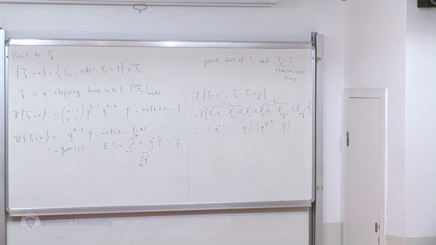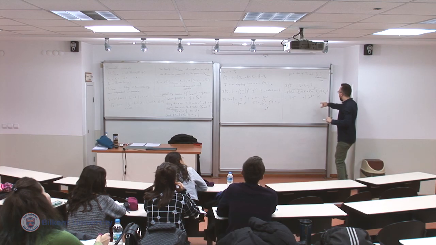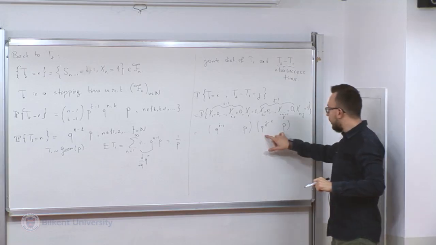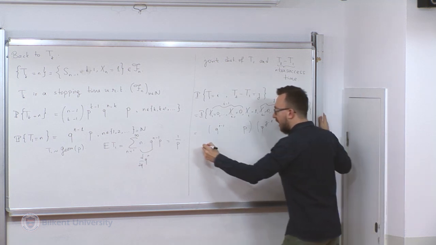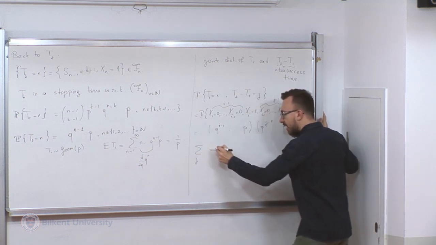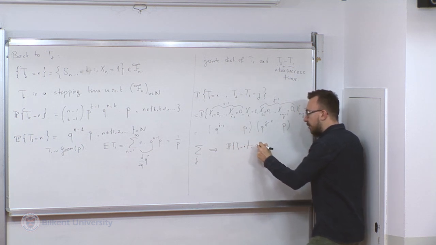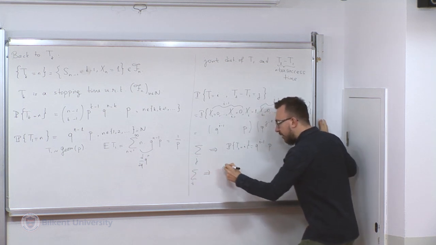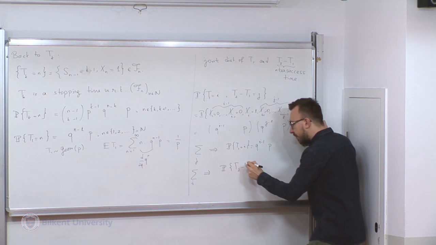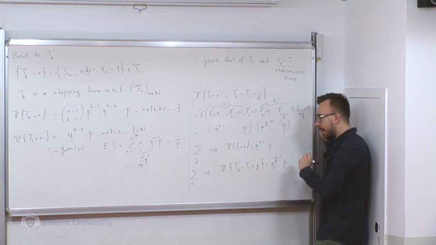So how can you get rid of J in this calculation? Just sum over all J's. Then this is going to disappear because this is a distribution, so its summation is just 1. So just take the infinite sum over J. You're going to get T1 equals I is Q^(I-1) times P. Just take the sum over I's. You get T2 minus T1 equals J is Q^(J-1) times P.